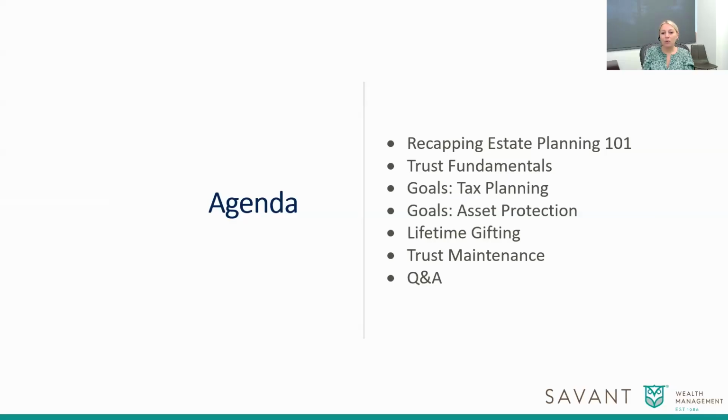Then, because a lot of what we're going to cover today has to do with trusts, we'll do a deeper dive into trust fundamentals, make sure y'all have the lingo down, know the different terms, all of that. We'll then talk about the different goals of advanced estate planning, both from a tax planning and asset protection standpoint, before we look into lifetime giving and finish out today with trust maintenance. Then we'll take those questions. So let's begin.